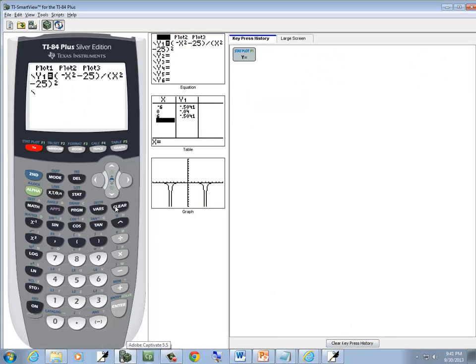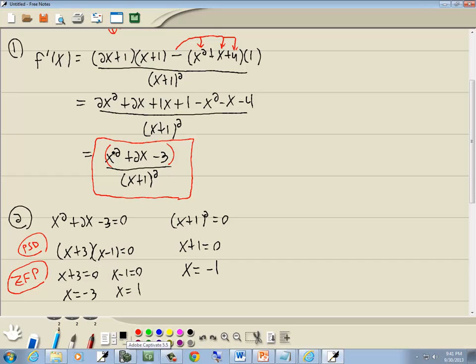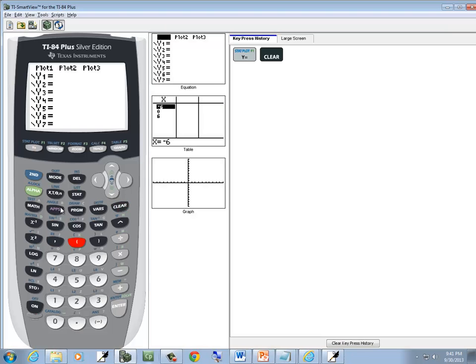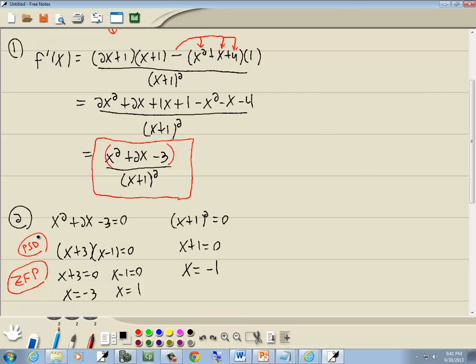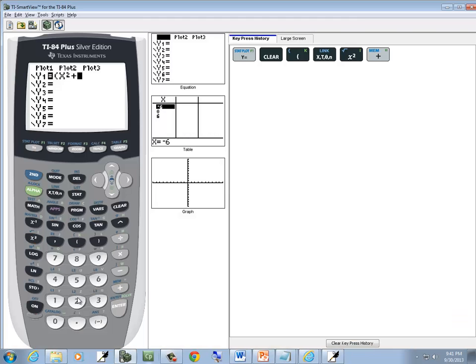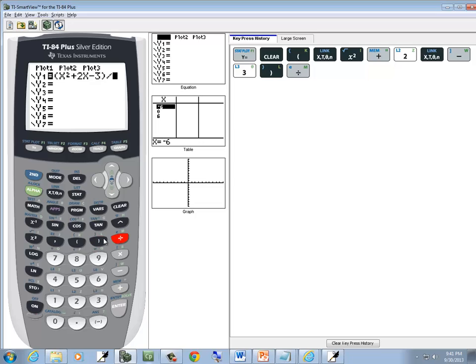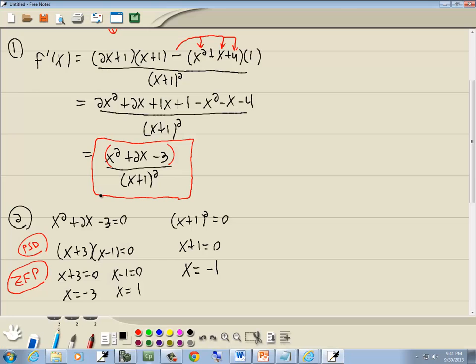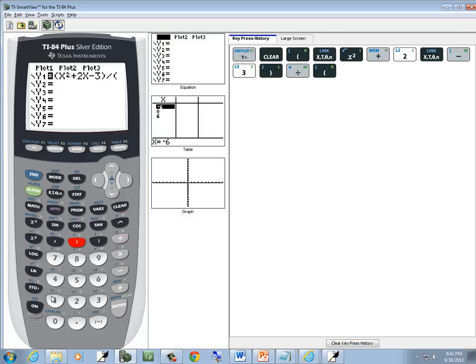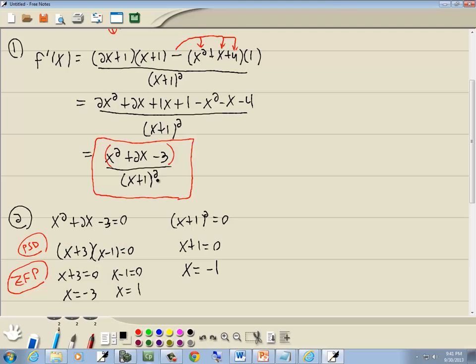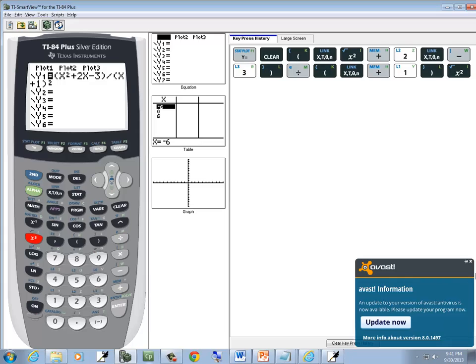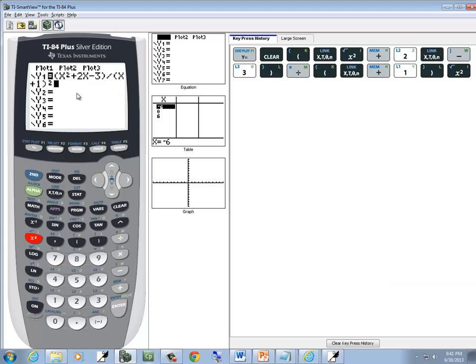So I'm going to press my y equals, press my clear. We need our beginning parentheses on the top part. So beginning parentheses x squared plus 2x minus 3. And then I'll put a closing parentheses on the top part, divided by, x plus 1, close parentheses, and then I want squared. So I push my x squared. Okay, now that's how we put it in our calculator.